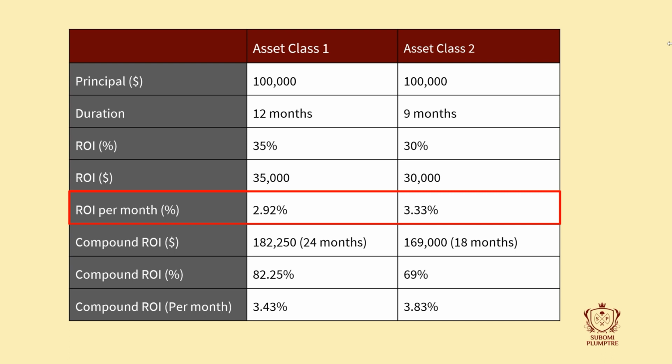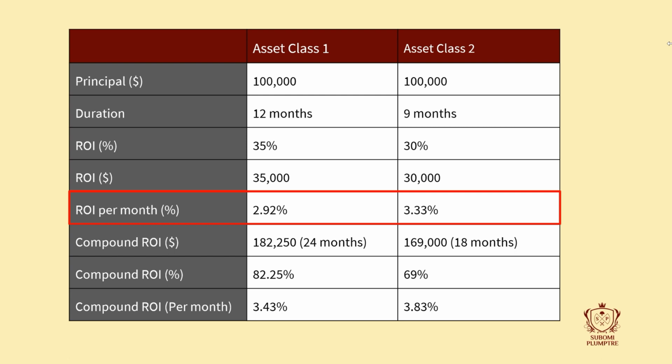So again, anytime you're faced with an investment decision, don't just look at the overall return over the long period. What is the monthly return? And always go with the investment as much as possible that gives you the higher return on a monthly basis, especially if you're going to compound that investment.